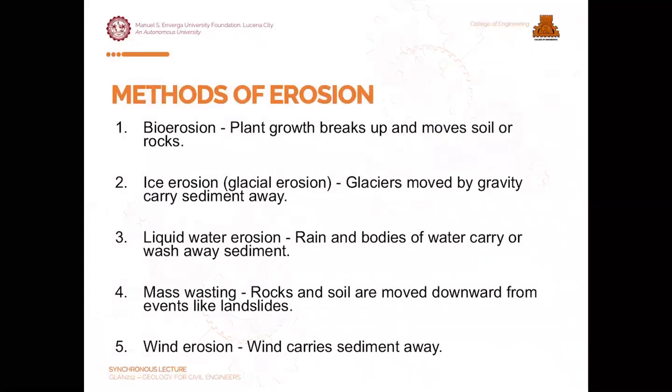Okay? So ito lang muna yung mga methods of erosion. So we have five methods na nangyayari. So meron tayong bio-erosion. So from plants to break up and move soil or rocks. We have ice or glacial erosion. So, moved by gravity, yung mga glaciers natin. Then we have liquid water erosion. So, yung rain and bodies of water natin carry or wash away yung sediments. Then we have mass wasting. So, yung rocks and soil are moved downward from events like landslides. Then wind erosion or sediments carried by wind. Okay?